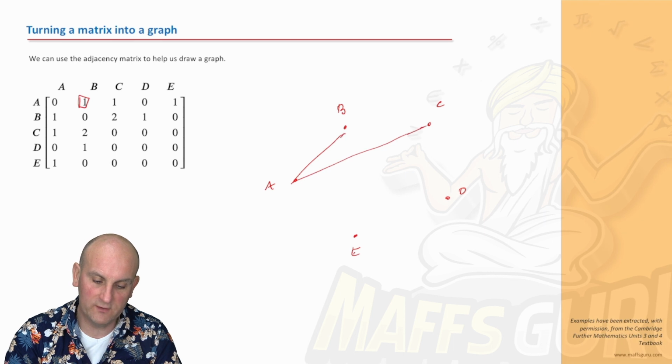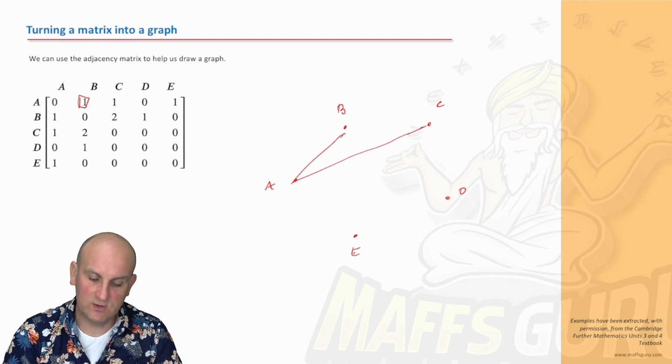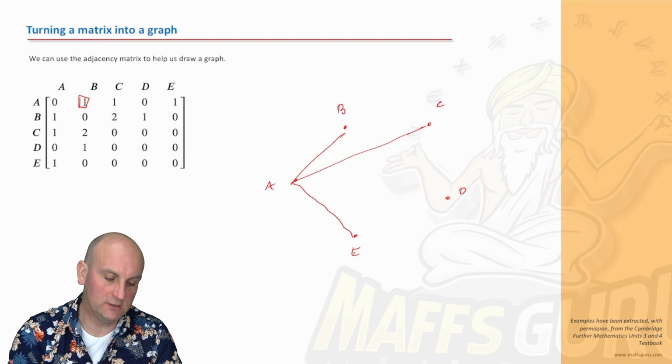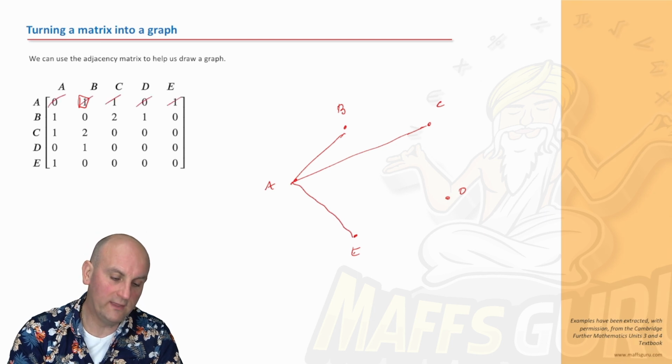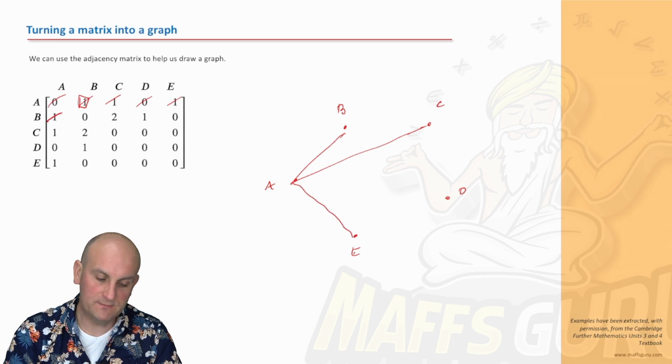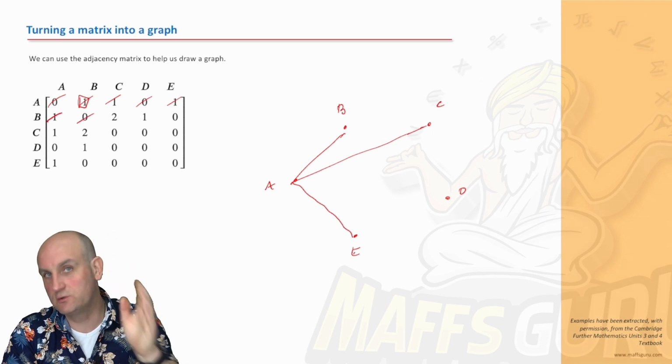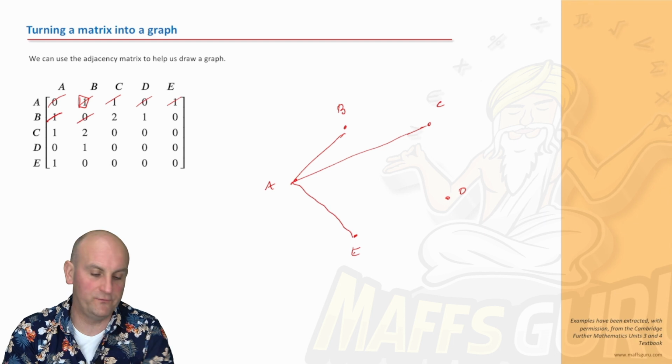Why don't I ever seem to finish the lines off? A to D, there's no connection. And A to E, there is a connection. So I've done those there. Ka-ching. Right. B to A, we already know there is a connection. B to B, there is no connection. Notice I'm crossing this off one by one so I don't get confused.